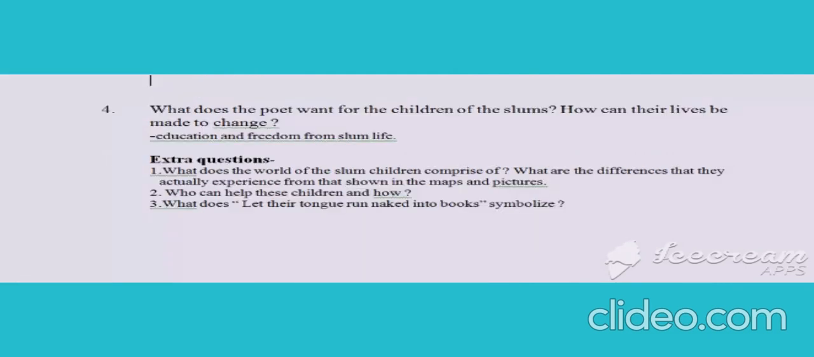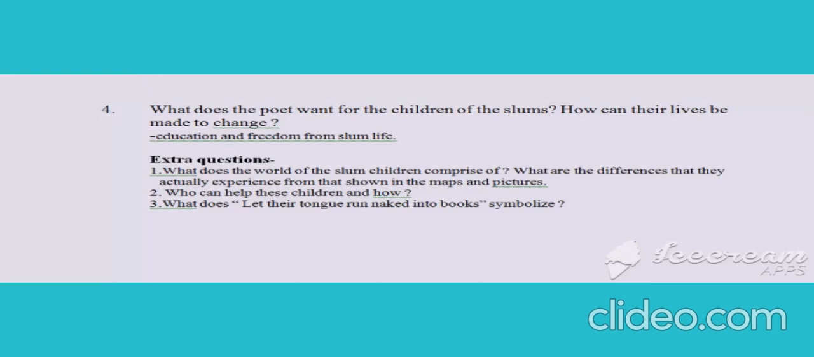And the last question, that is fourth question, what does the poet want for the children of the slums, and how can their lives be made to change? So number 1, education, and number 2, freedom from slum life. So these are the things which can change their lives.